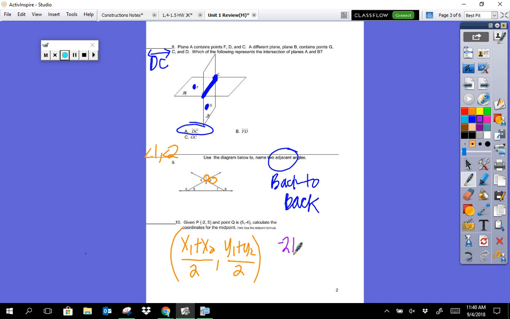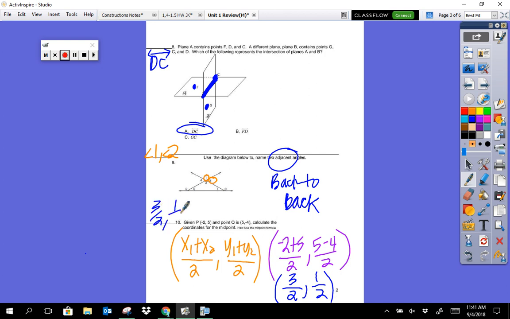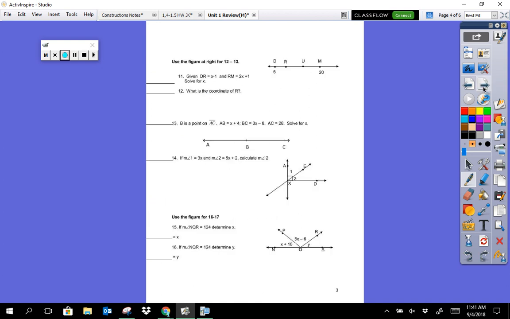That's -2 plus 5 divided by 2. And then I'm going to add my y's, 5 plus -4, so 5 minus 4 divided by 2. So -2 plus 5 is 3. 3 over 2, I'm just going to leave that as 3 over 2 unless you want to put 1.5. And then 5 minus 4 is 1, divided by 2, that's 1/2, unless you want to change that to 0.5. So our midpoint here is 3 over 2 and 1 over 2.